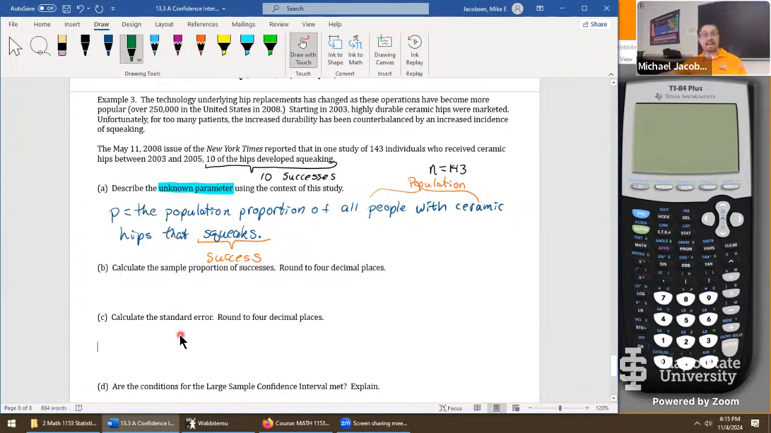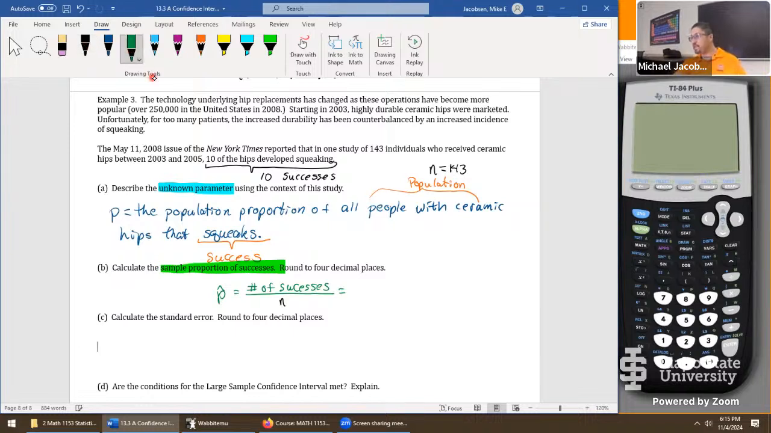We can calculate P hat. It's the sample proportion of successes. We just have to know when this comes up. We're being told to calculate P hat, so let's write down the formula first. P hat is the number of successes divided by the sample size, which we just simply call n.